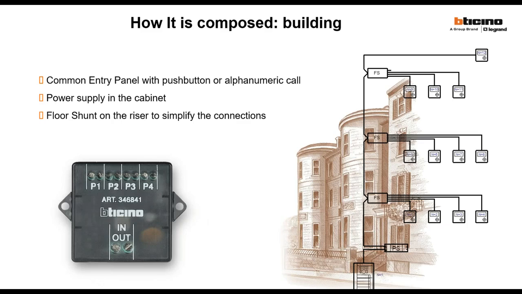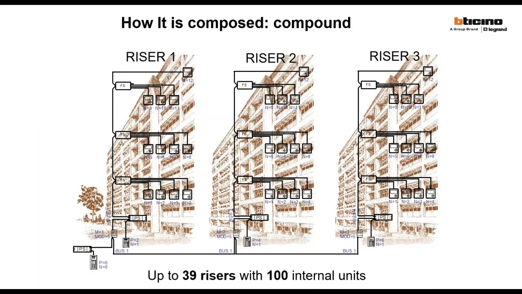For a building, we recommend mainly to use the floor shunt, because on the floor you can connect different apartments using the floor shunt. It's very small. And each one has 4 outputs, so you can connect 4 apartments. And this is the typical multiple riser solution. So we have the riser interface, that is divided from the other riser. Each one is independent, and there is a backbone that connects all the risers together.